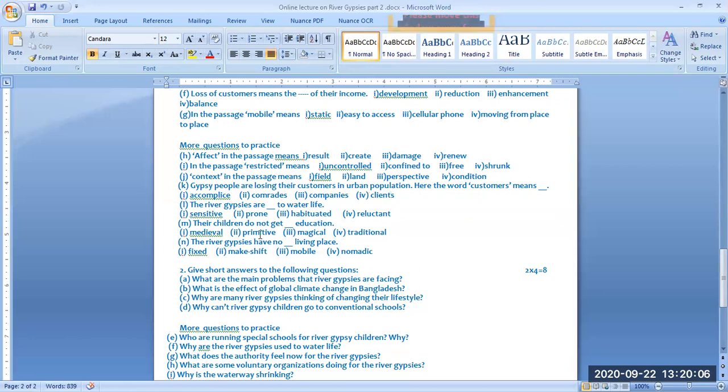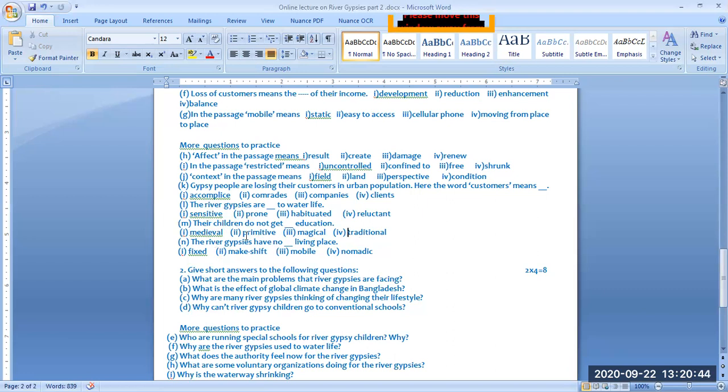The river gypsies are dash to water life. Sensitive to, prone to, habituated to, reluctant to. Prone means the people who are in hazard or danger, and reluctant to means who are not willing to do something. So the correct option should be option 3 here. River gypsies are habituated to water life. Then their children do not get dash education. Medieval, primitive, magical, traditional. The correct answer should be traditional. Traditional means conventional or formal. So option 4 is correct here.